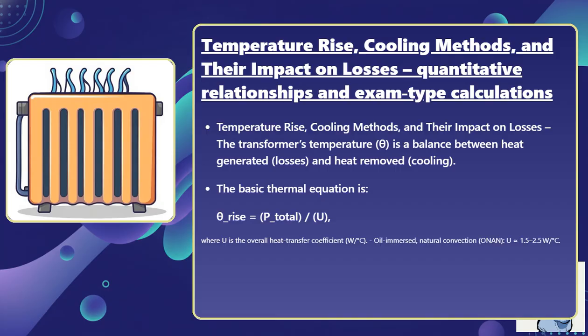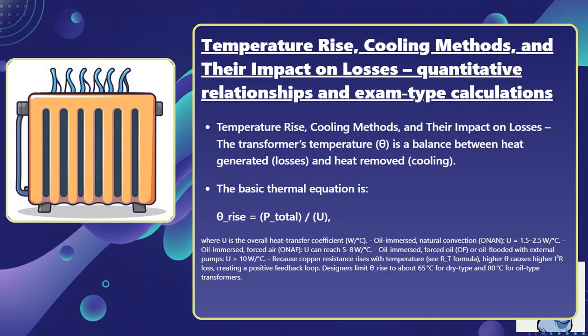Oil immersed natural convection, ONAN, U approximately 1.5 to 2.5 watts per degree Celsius. Oil immersed forced air, ONAF, U can reach 5 to 8 watts per degree Celsius. Oil immersed forced oil, or oil flooded with external pumps, U greater than 10 watts per degree Celsius.